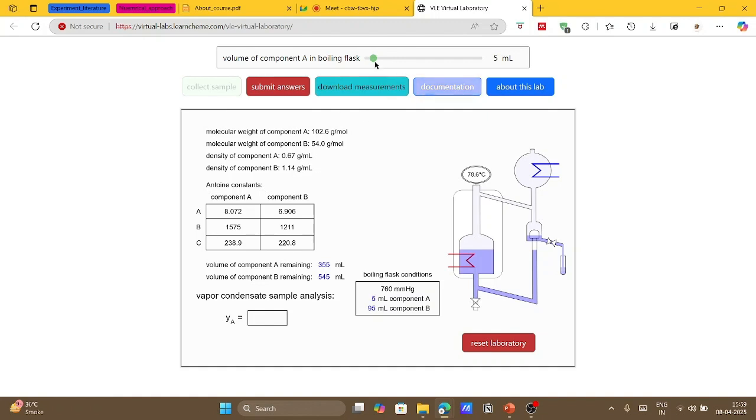Fine. And now pure component B and collect its sample. Okay. So we have collected all the samples.